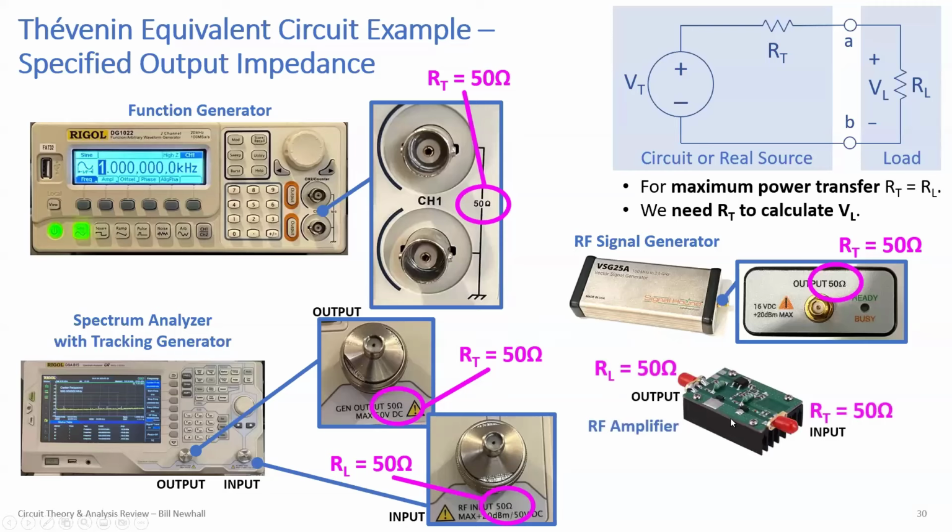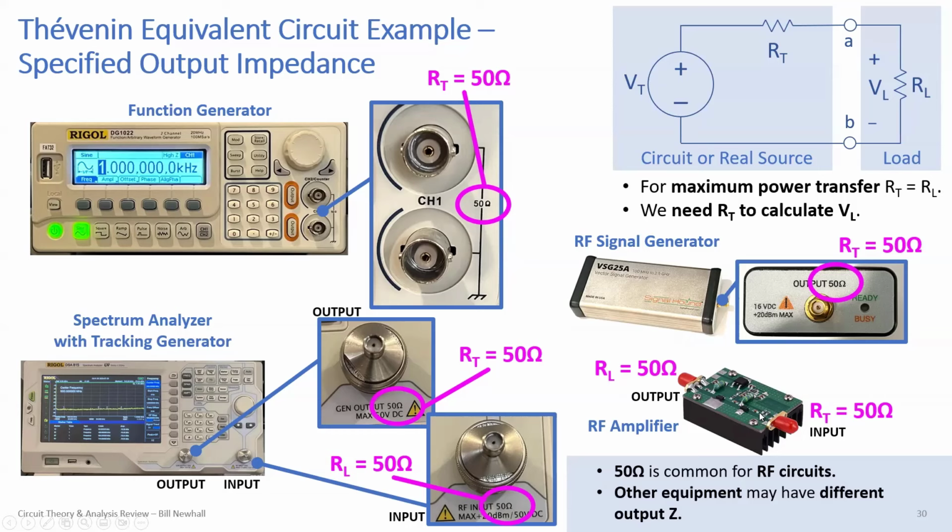Here is an RF amplifier. You can see there's an RF input and an RF output, 50 ohms, 50 ohms. So 50 ohms is common for RF circuits. It's common for signal generators and test equipment that deals with AC signals, right? So some other equipment, like audio equipment, speakers, audio amplifiers, have different output impedances.